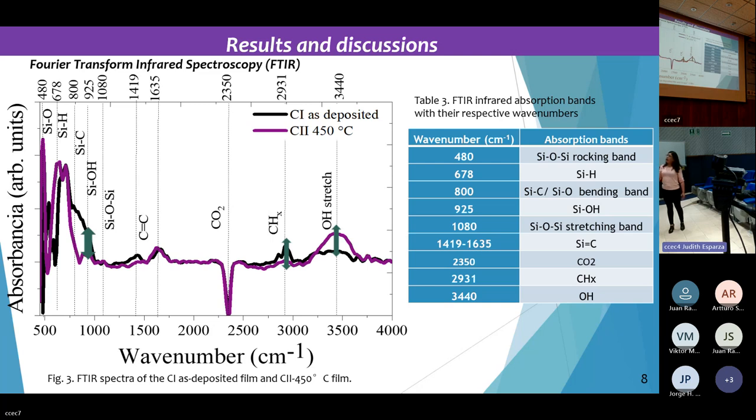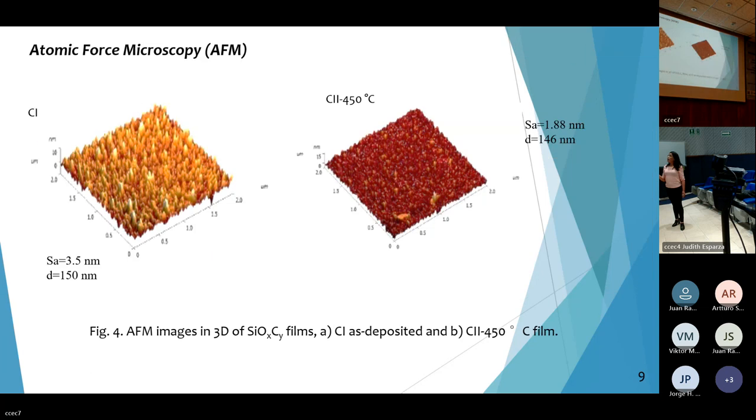In this case, with temperature, this bonding with hydrogen breaks, and it forms new bonding with the oxygen. It is probable that because of this, the bond increases. Atomic force microscopy was made to observe the morphology of the films.